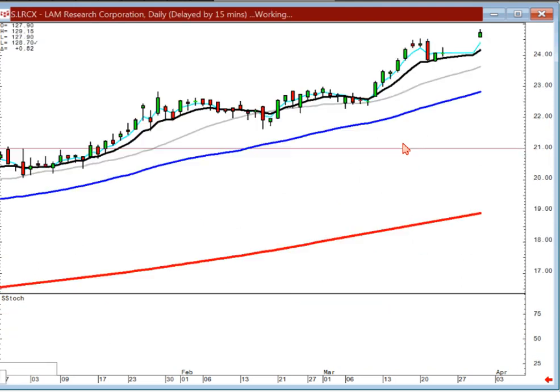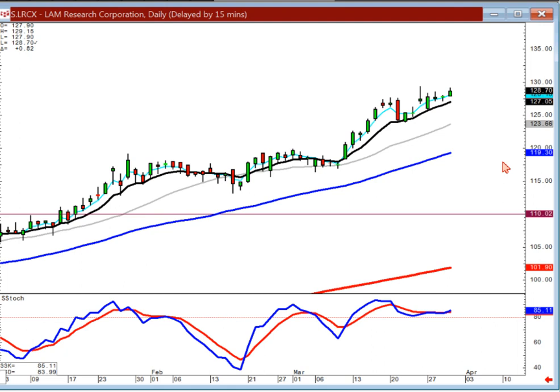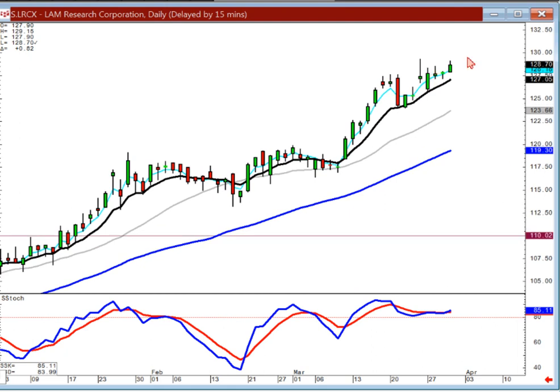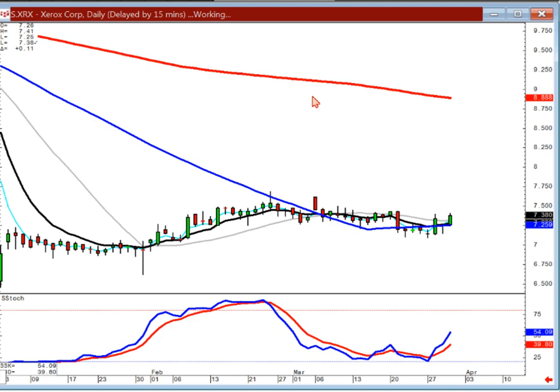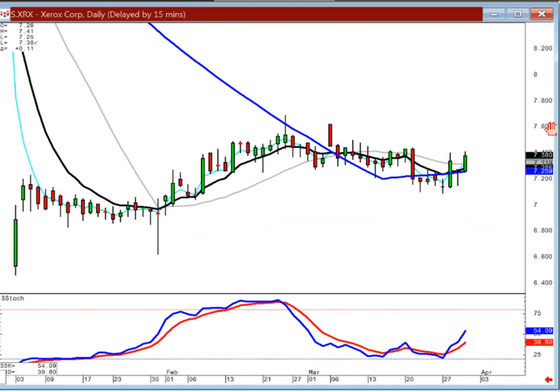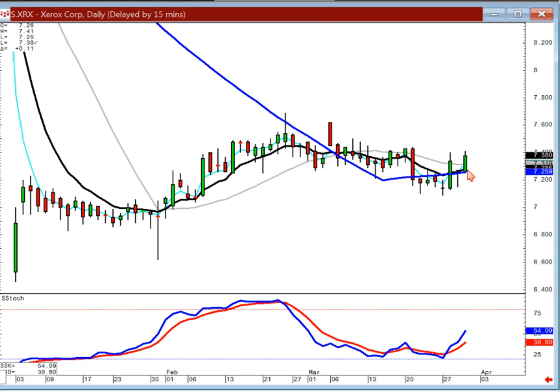LRCX, just a nice steady eddy. Hasn't been able to close below the T-line. You just hold on to this one. Xerox, did we do? Xerox, you can get ready to buy this one on positive trading, breaking this little downtrending channel.